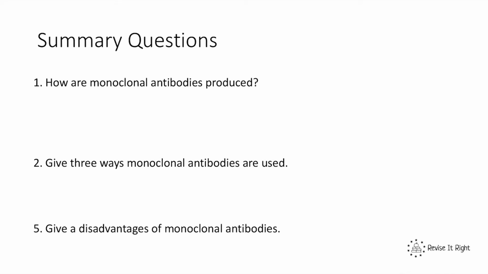So what I'd now like you to have a go at is answering these 3 questions here to test your understanding of the topic. So pause the video now to have a go. Okay, so question 1, how are monoclonal antibodies produced? Well, the antigen that you're trying to produce the monoclonal antibody for is injected into a mouse.